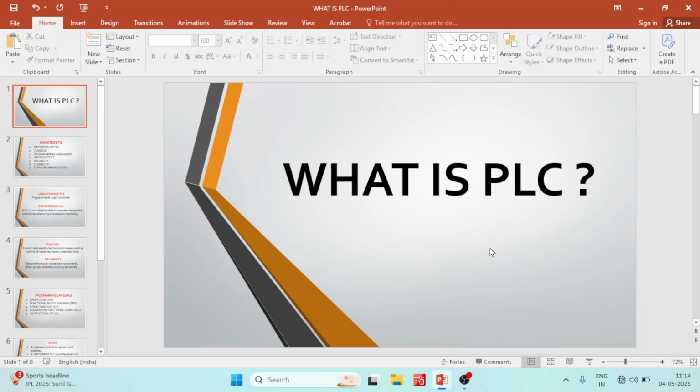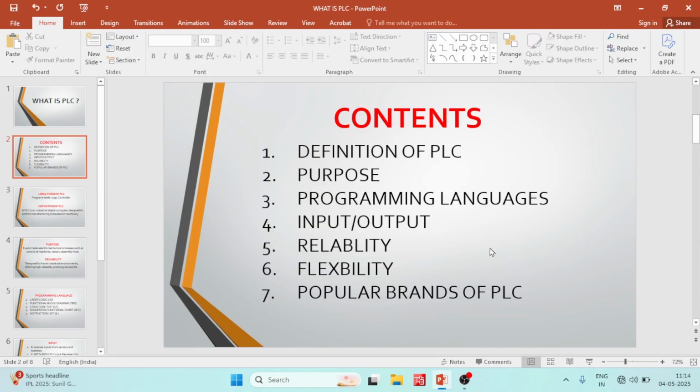So today's topic is what is PLC. So start the lecture. It is the content of today's topic. First of all, we see the definition of PLC. Second is purpose. Third is programming languages used in PLC. Fourth is input and output. Fifth, reliability. Sixth is flexibility. And seventh is popular brands of PLC.